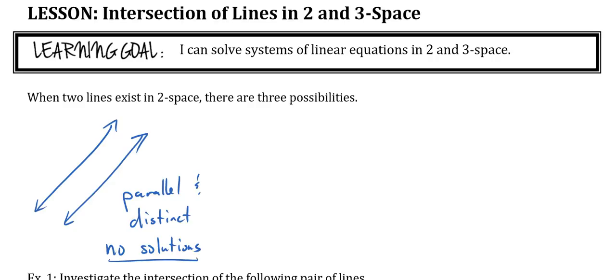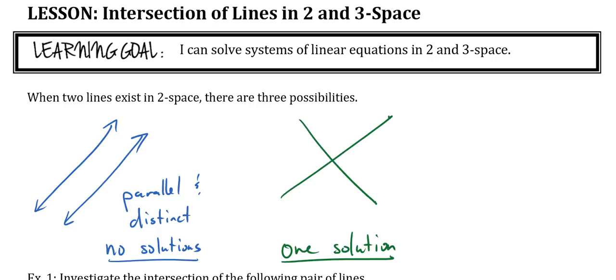What else? Mason. Good. So one solution. They cross at a point. And the last one.